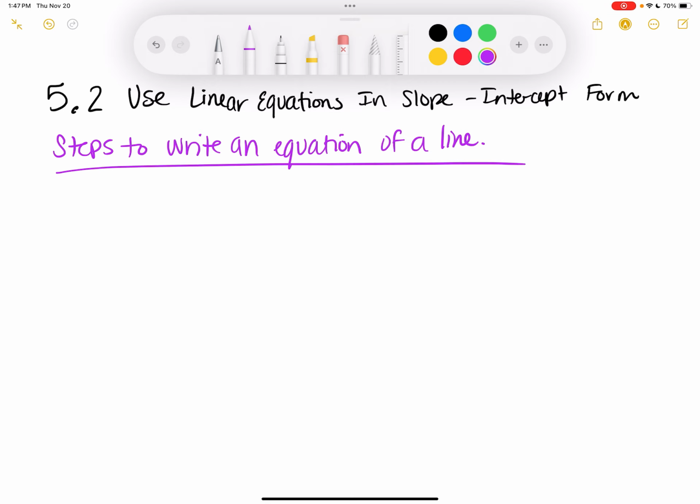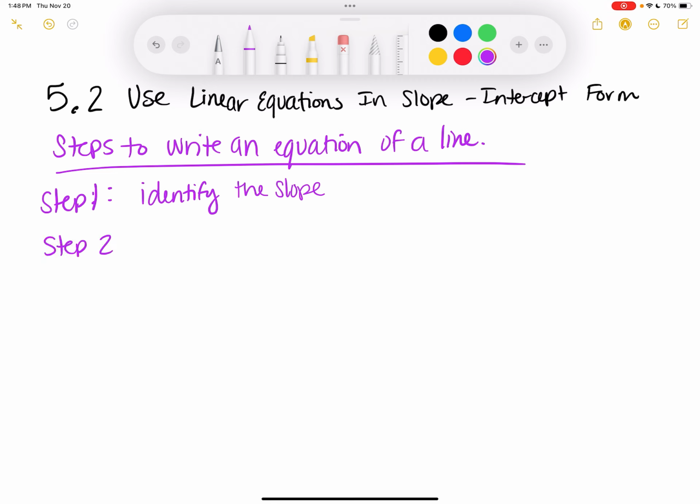So the first thing is step 1 is to identify the slope. It might be given to you like it was yesterday where they said m equals whatever or slope is blah, blah, blah. Or you might be given 2 points and you have to find the slope. So identify the slope either means just locate it or solve it with the slope formula.